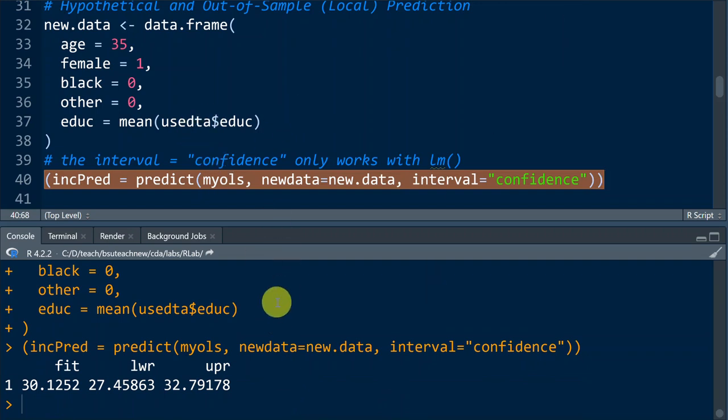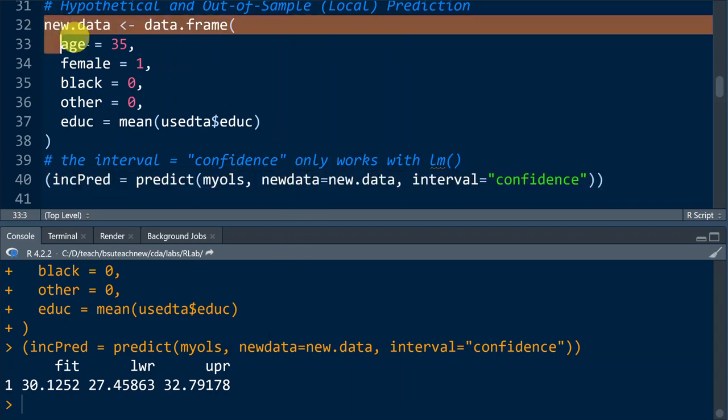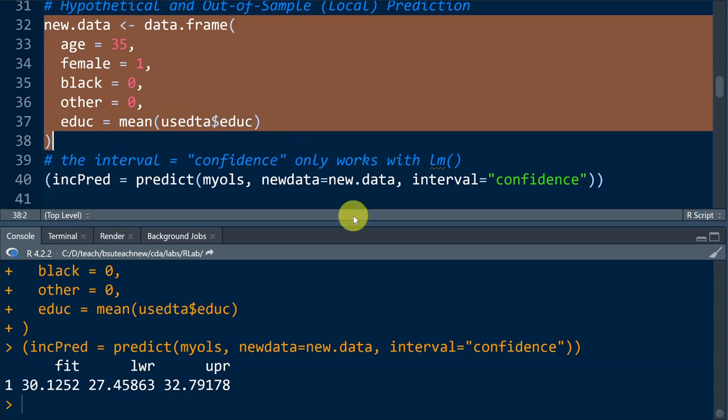So based upon our model and prediction for this individual, that is a 35-year-old white female with sample average education, we would expect her predicted income to be $30,125. And then we have a lower bound and upper bound, a 95% confidence interval for our prediction. And that is, we are 95% confident that the predicted individual in the population would have an income with lower bound at $27,458 and upper bound at $32,791.